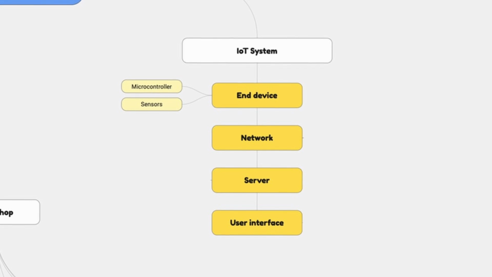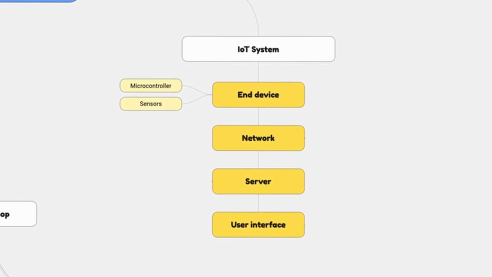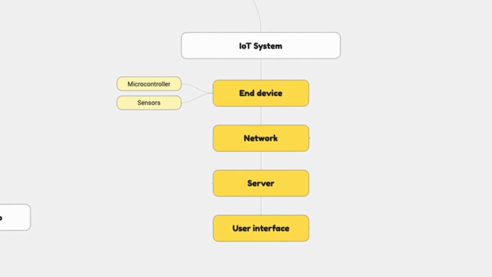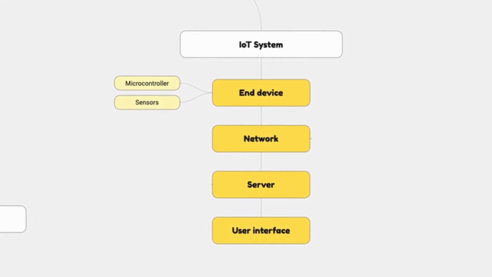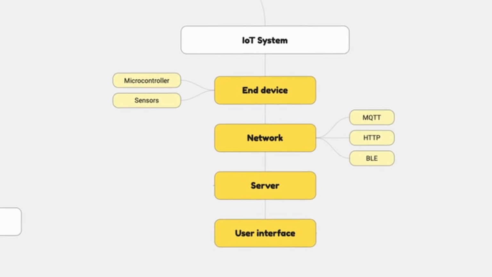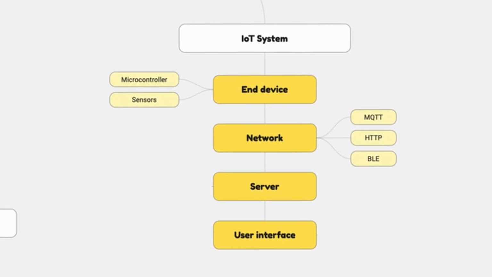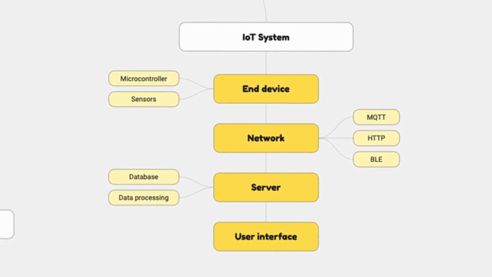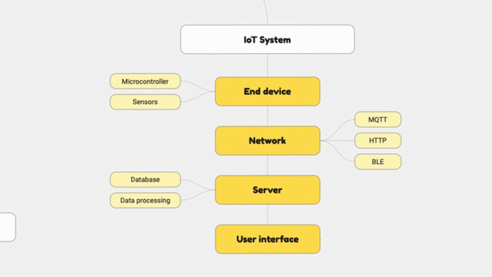The network enables data transmission between devices. Using the example of two people, you could compare it to a conversation. The conversation can take place in various languages, which in turn can be likened to communication protocols such as MQTT, HTTP, or Bluetooth Low Energy. The server is the place where data is collected, further processed, and if necessary, transmitted onwards.